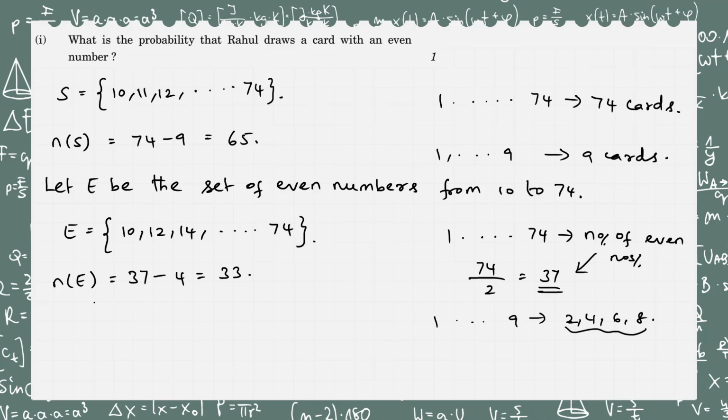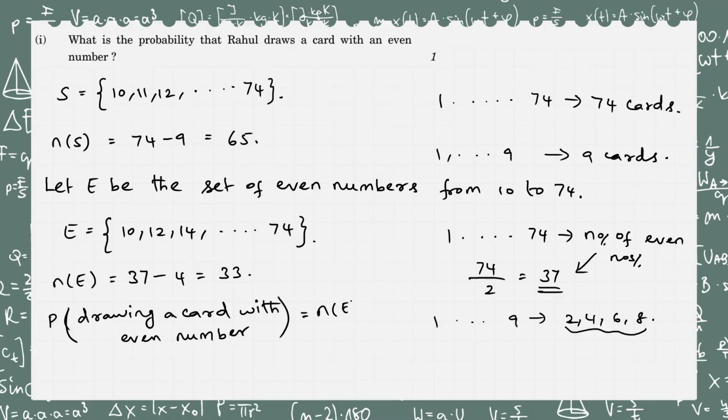So n(S) is here, n(E) is here. Now we need to know the probability of drawing an even number, right? So the probability of drawing a card with an even number is equal to n(E) divided by n(S). That is the formula for finding the probability, right? That will be equal to 33 divided by 65, and we can't simplify this, so leave it this way. That's the answer. Okay, now let us move on to the next part.